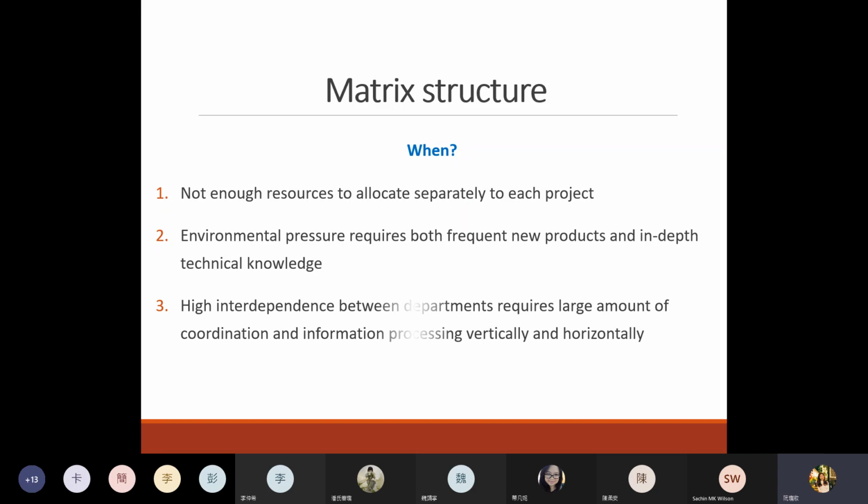And the third one is that because it requires frequent changes and new ideas, it requires high interdependence between departments. And so it means that it requires a large amount of coordination and information processing vertically and horizontally. And that is why we have that kind of grid form.